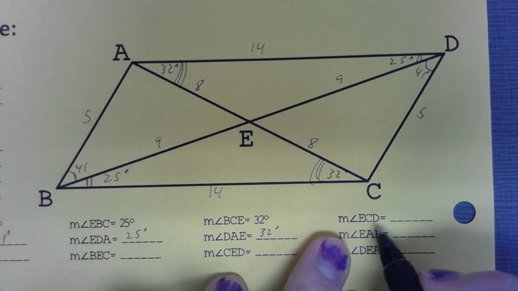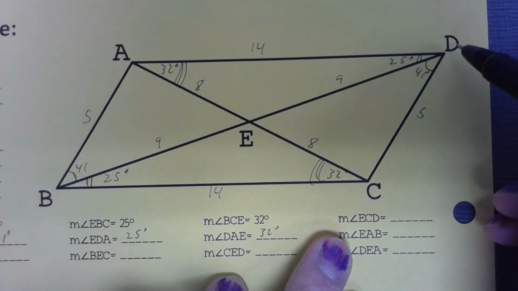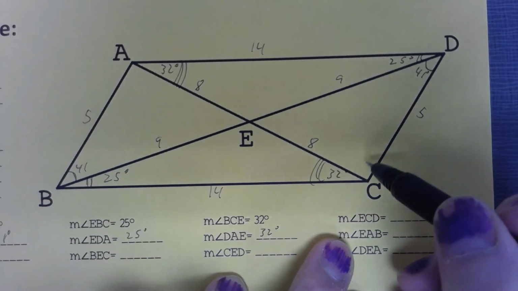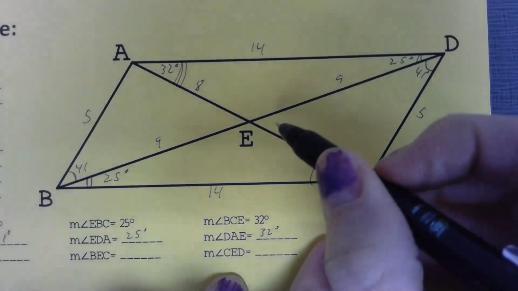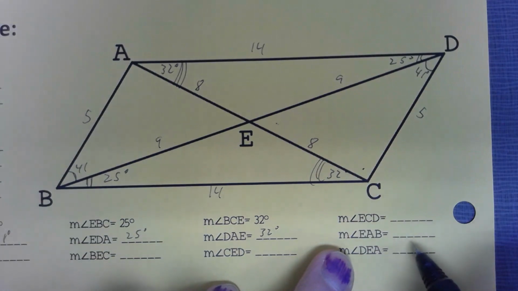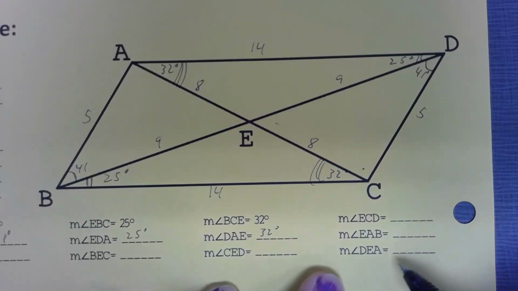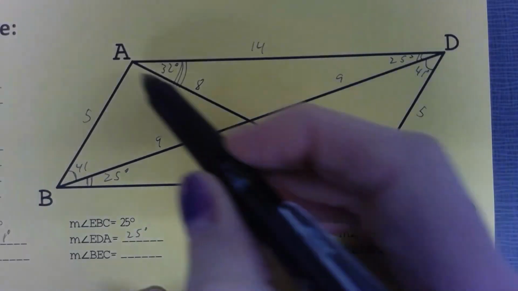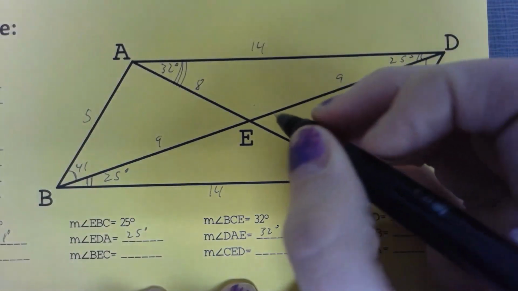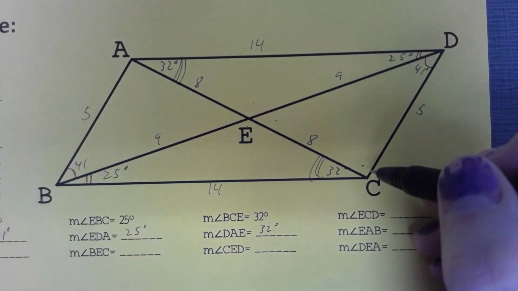So angle ECD, that's that one there. We would need to know that angle before we can do that, maybe. Angle EAB, same story there. And DEA, we're going to need to know what that angle is. And I think we do have enough for each of these. Oh, we do have enough for this one as well.